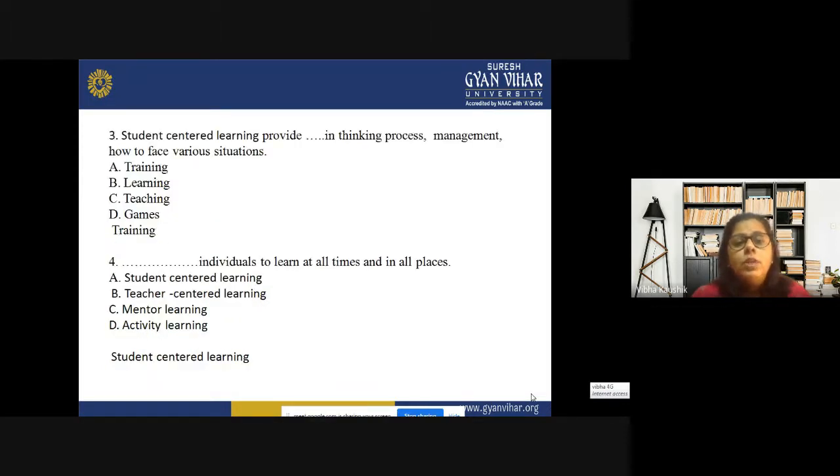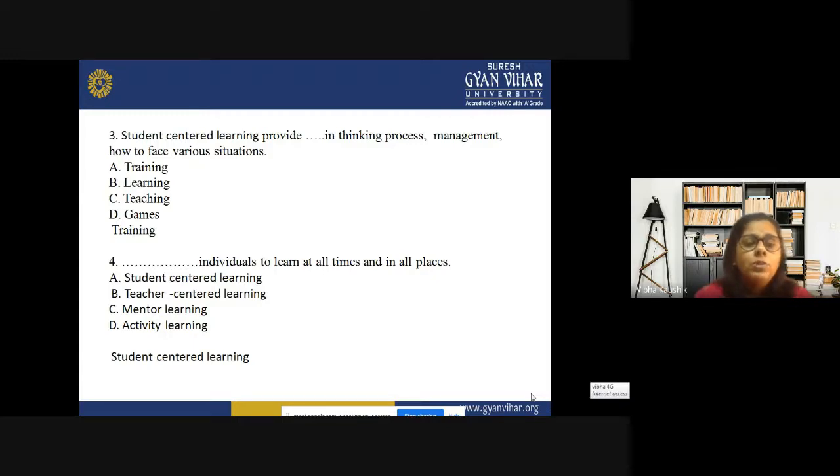Now, student-centered learning provide dash in thinking process, management, how to face various situations. Now, student-centered learning means the approach that has been used is the student-centered learning, and that approach provides in thinking process means the student will try to think in a different way. Management and how to face various situations that will be used.